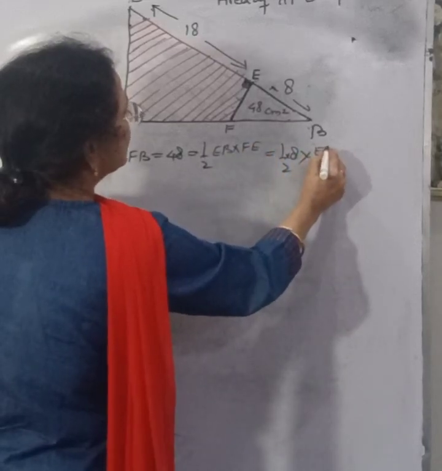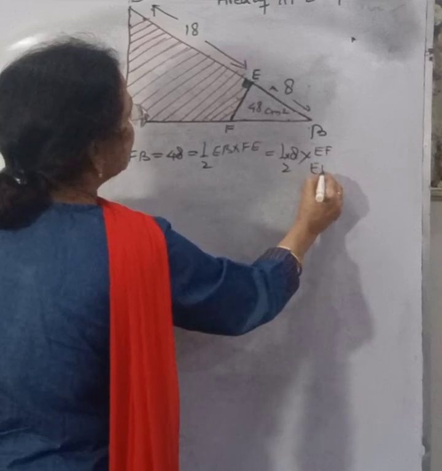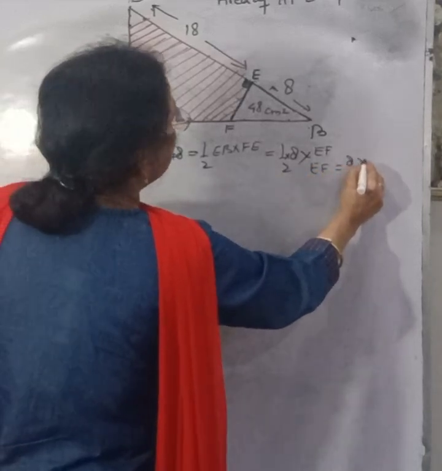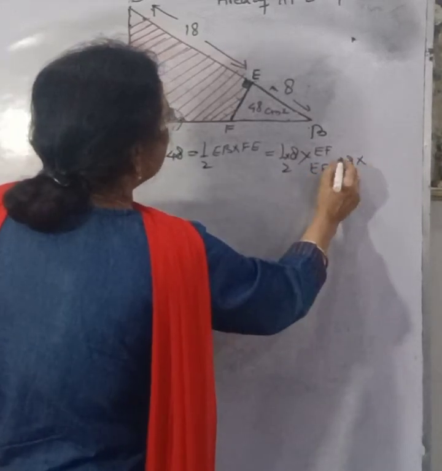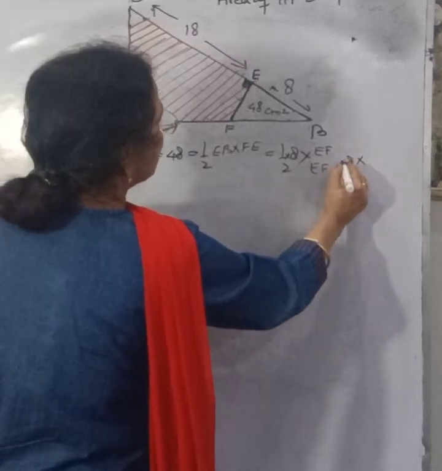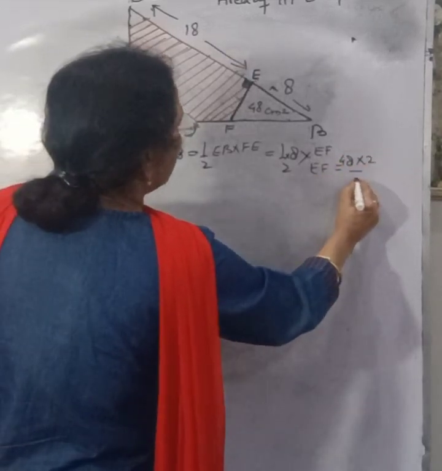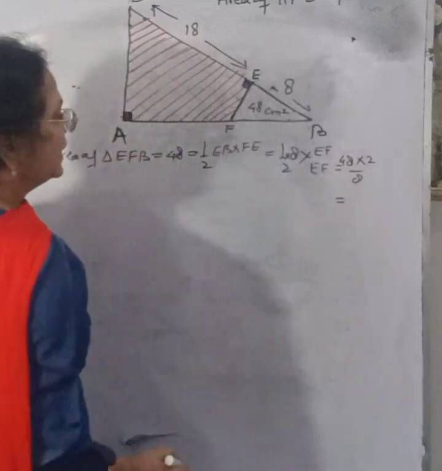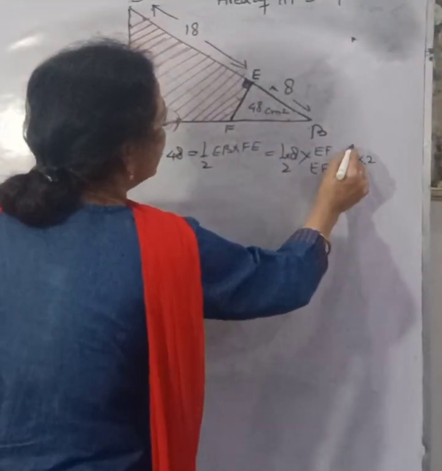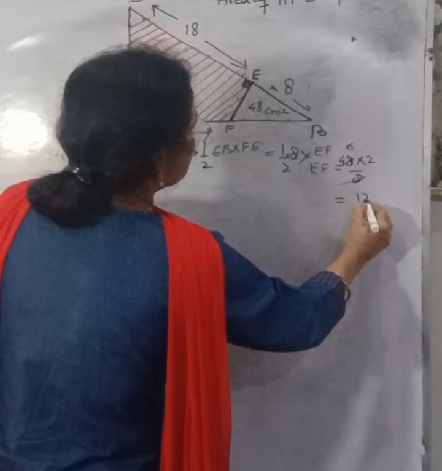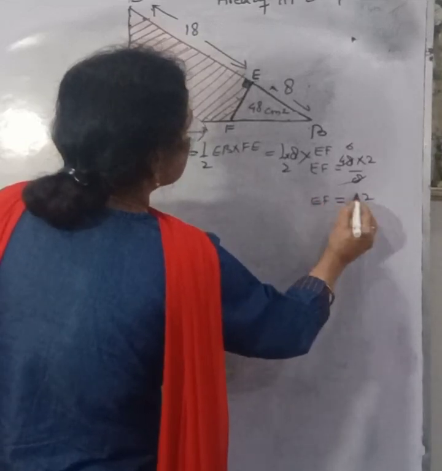EF is not known to us. It means 1 by 2 into 8 into EF will be equal to 48. This is equal to 48 into 2 upon 8. Okay, that is 8 6s are 48. It means 12. EF is equal to 12 centimeter.